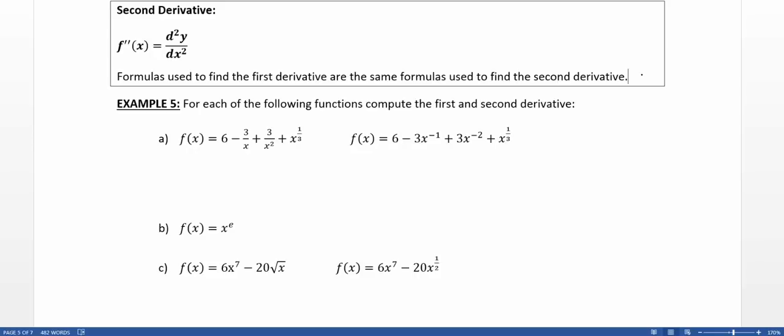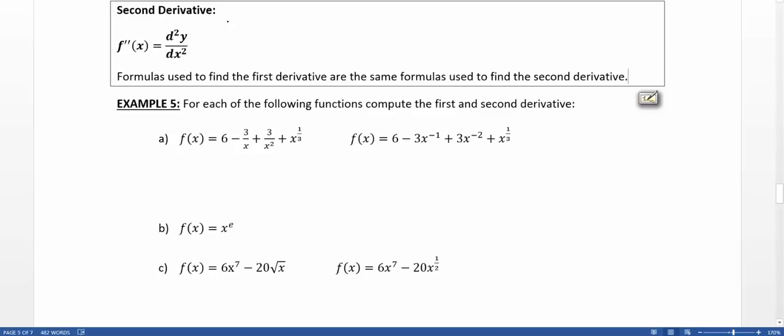So the power rule will work on a first derivative as well. It also works for all subsequent derivatives, third derivatives, fourth derivatives, fifth derivatives, if you ever needed to find those. So let's practice computing first and second derivatives together. Example 5. For each of the following functions, compute the first and second derivative.